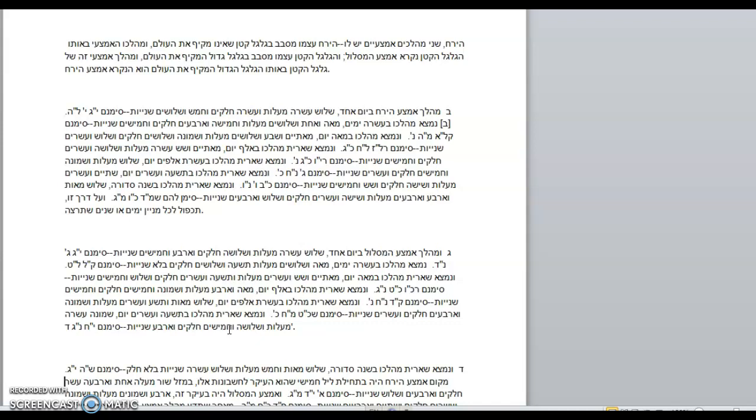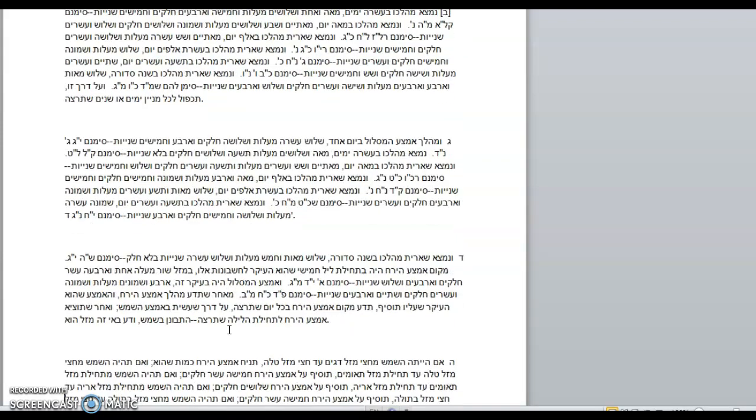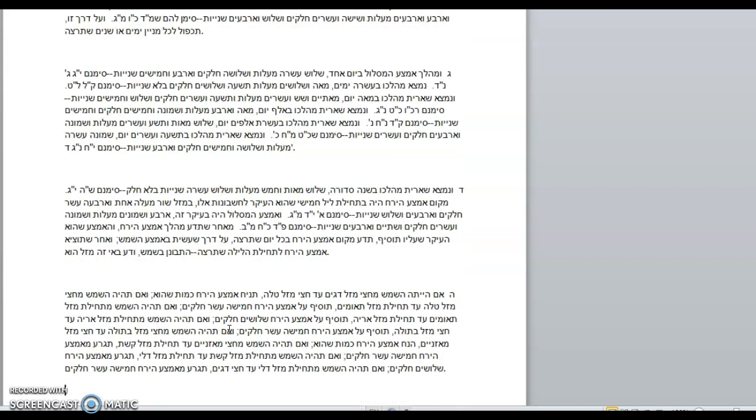From now on, I'll call that the epicycle. That's a tiny cycle, that's how it's called in English. So the epicycle goes 13 degrees and 3 chalakim. The Rambam gives you the numbers again. I'll skip it, you can look at it on your own.